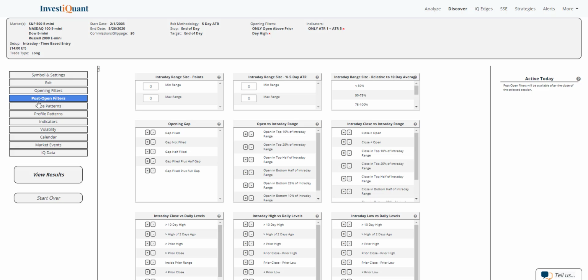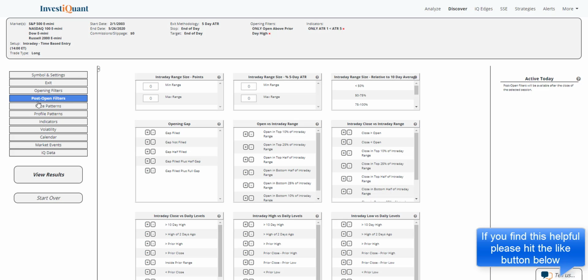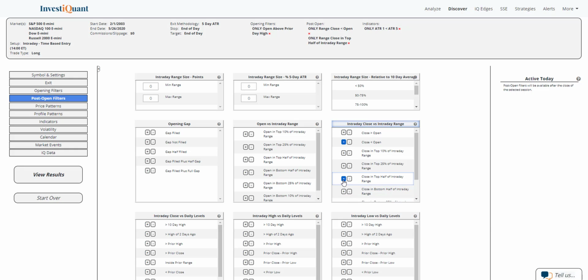Now I want to come into this post-open filter section and add two more filters that are simply based off of the price action that we have seen since the open. What we're going to do is say that we are trading below the opening price, so I can add that right here. And then I would say that it is still trading in the top half of its range. So it's trading below the open, but in the top half of its range going into 2 p.m. Eastern time. And view results.